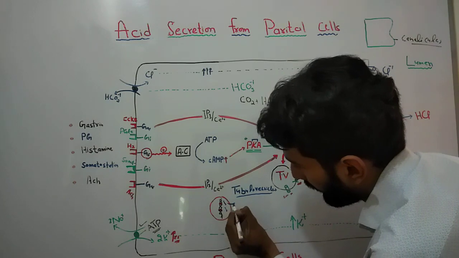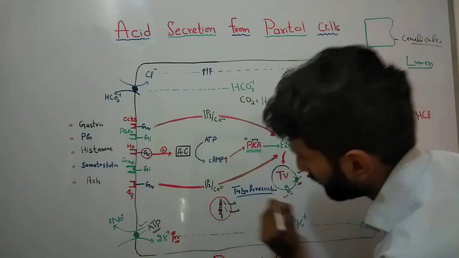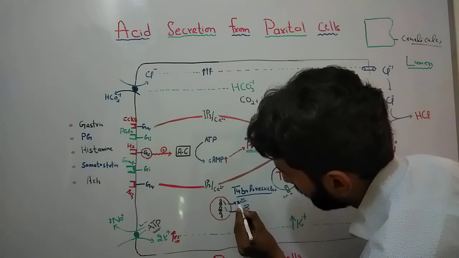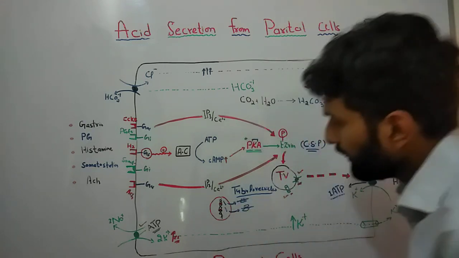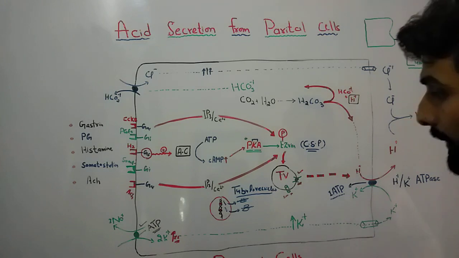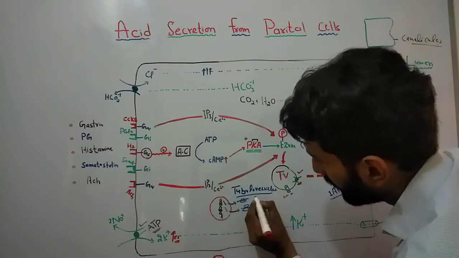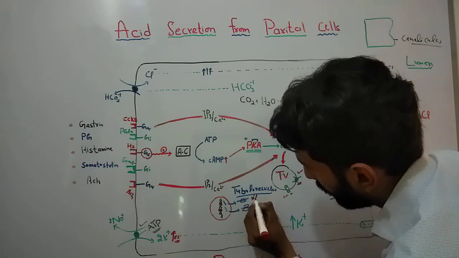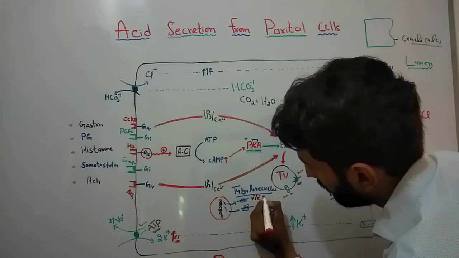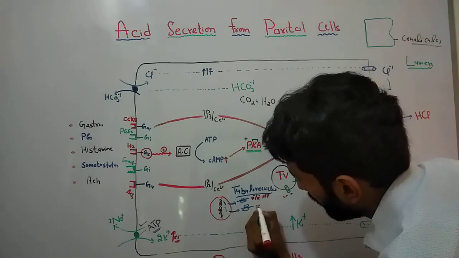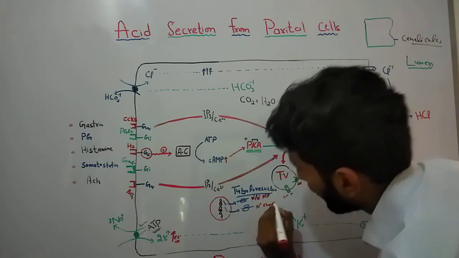Then this messenger RNA will come out of the nucleus and attach on the ribosome. Now what will happen? Proteins will be formed, and what will these proteins be? From this gene, the hydrogen potassium ATPase pump will be formed, and from this gene, the potassium channel will be formed.